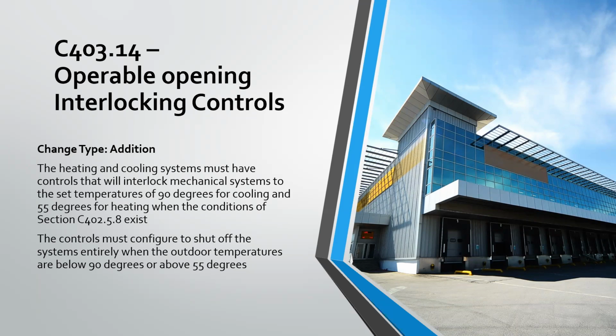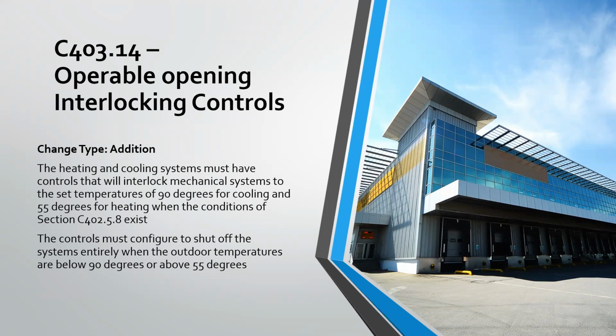Operable openings and interlocking controls. Last Tuesday, we showed one for a restaurant. This is talking about loading docks. As you can see on the loading docks, there are skirts on the top and bottom of the loading docks that actually meet and marry up to the end of the tailgates of the semi-trailers. And that keeps heating and cooling inside the building itself.